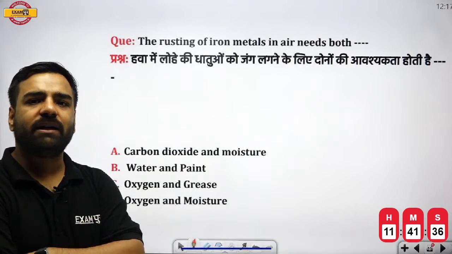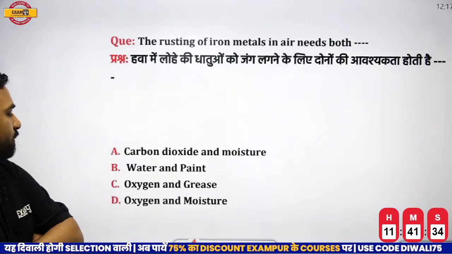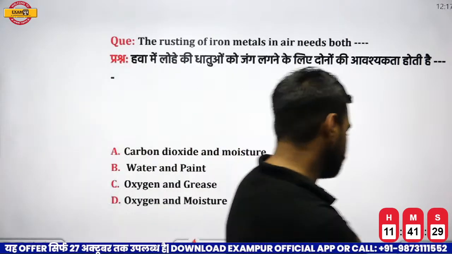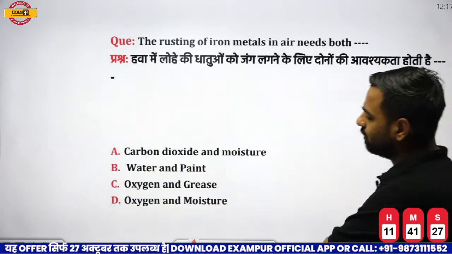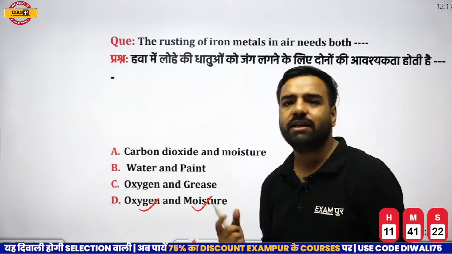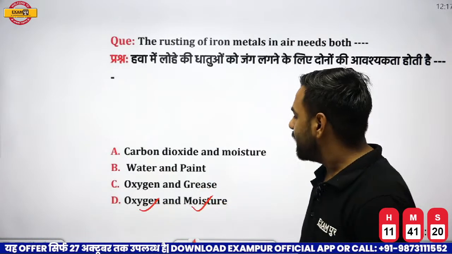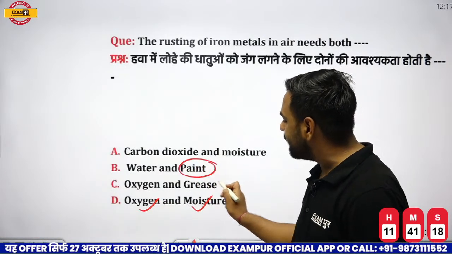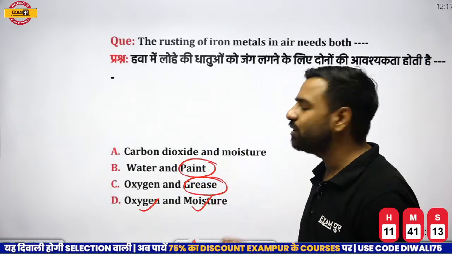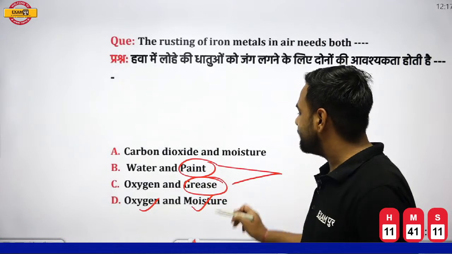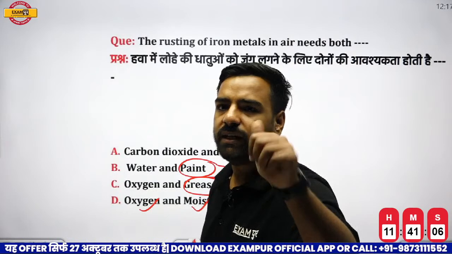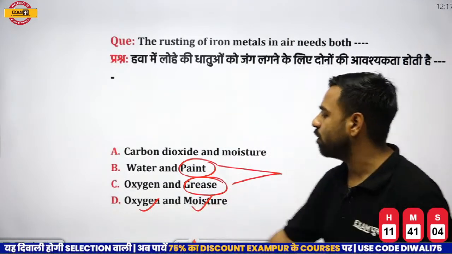The rusting of iron metals in the air needs both. Which is the correct answer over here? Vikramaditya is with D. Cool. So if I talk about oxygen and moisture, it is very important. Without the presence of oxygen and moisture, your rusting cannot take place. And if I talk about paint and grease, they are actually preventing this iron metal from rusting. So this is absolutely wrong. Paint and grease actually help in prevention from rusting. So Jagdishan is also with D. Absolutely correct. Here the correct answer is going to be option number D.